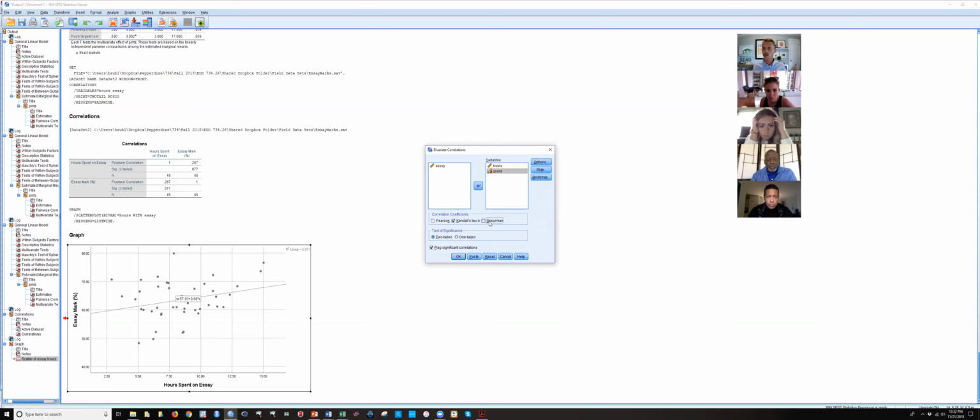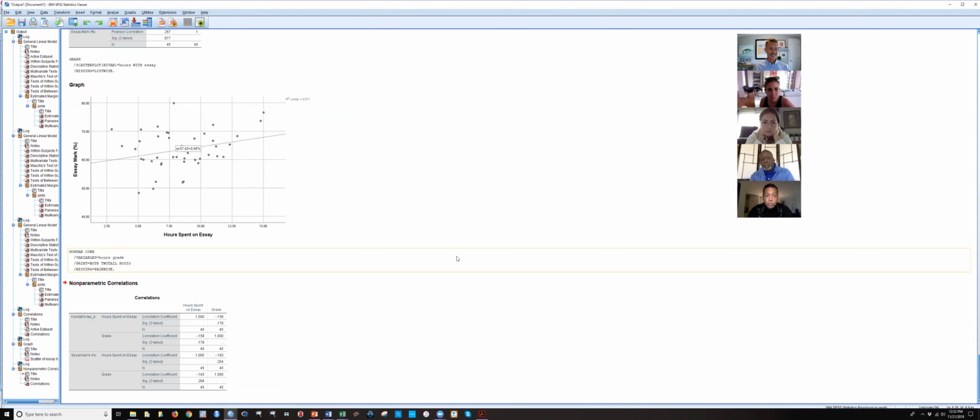You do Spearman when you have an ordinal measure, which I guess grade in the class, first, second, third, is kind of ordinal. Maybe we could do both. You could do both. And you hit OK. And the same interpretation applies.